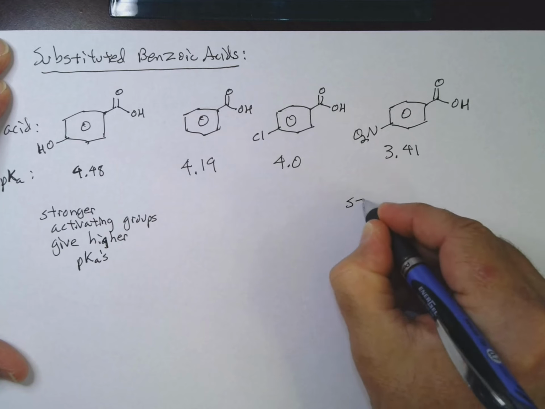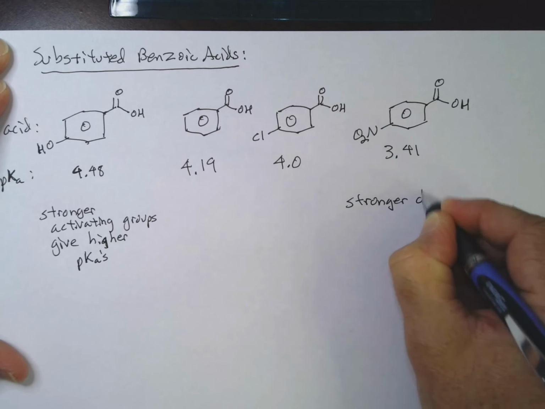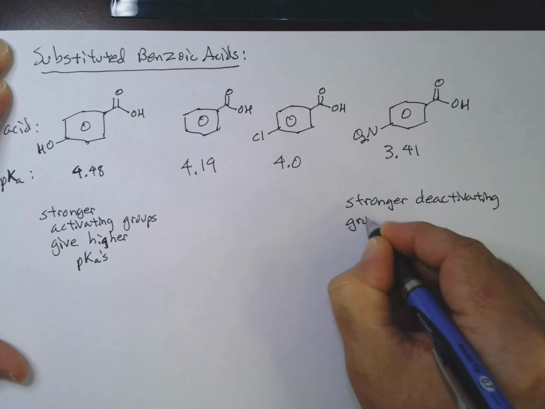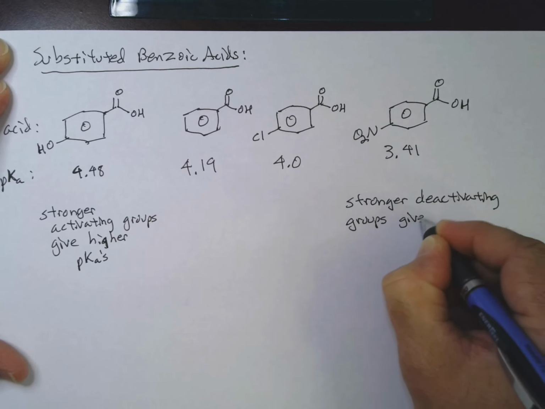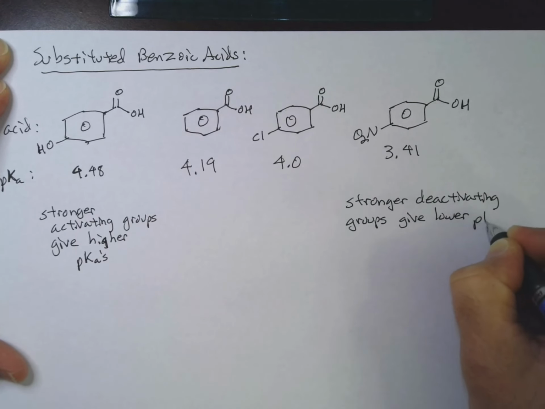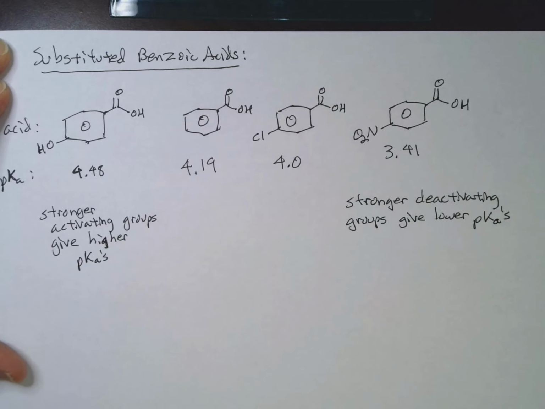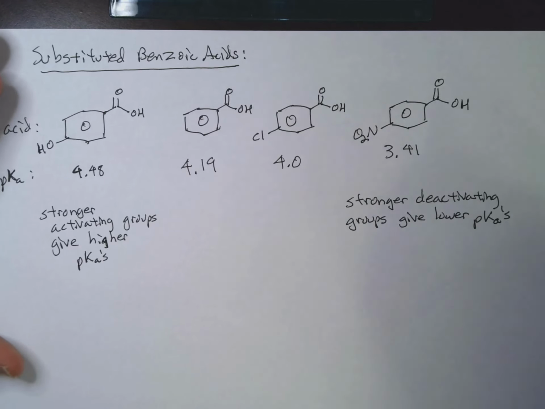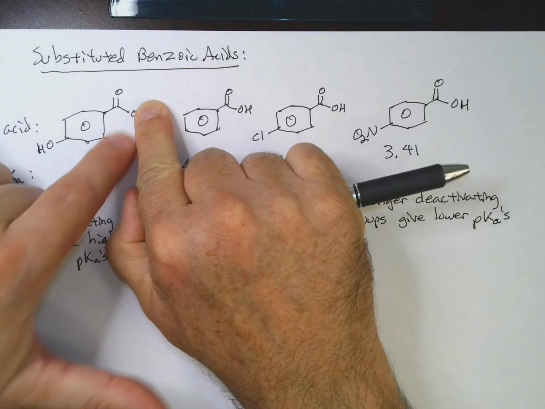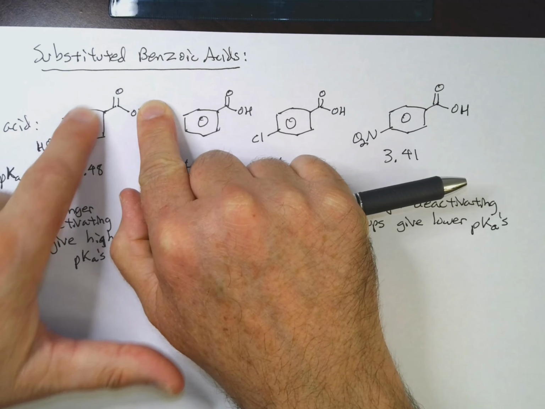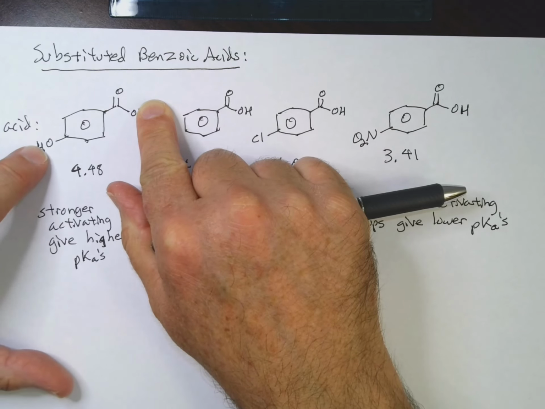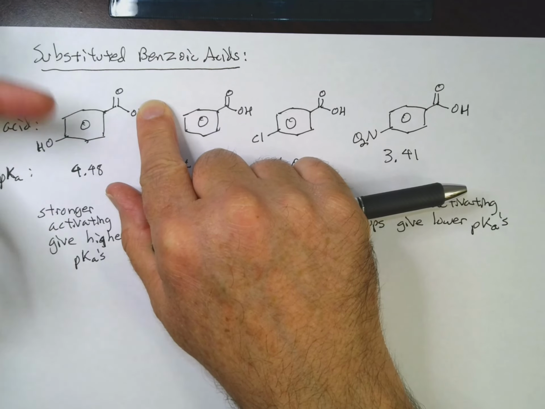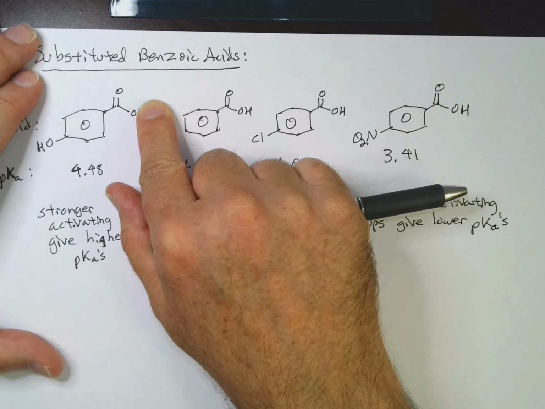Whereas over here, if we have stronger deactivating groups, we'll get stronger acids and lower pKa's. Now, why is this? Well, let's think about it. If we pull off our proton and get a negative charge, our carboxylate salt, how stable is this going to be? Well, I've got a negative charge, but over here I've got something that's electron donating. It's got those lone pairs. So that's not really going to stabilize that negative charge. It may destabilize it slightly.